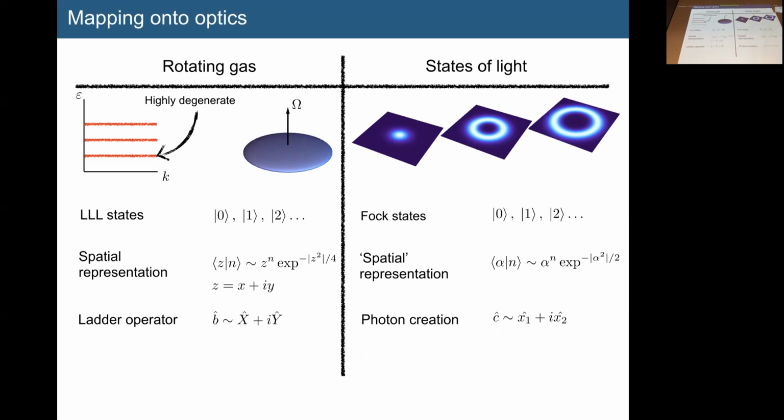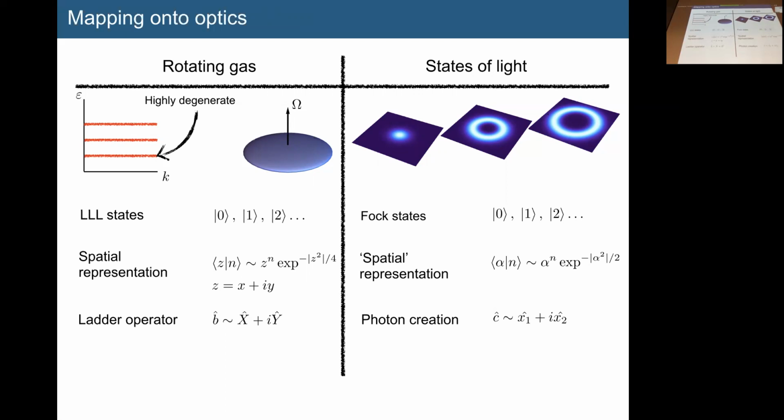Okay. And the rough structure of this analogy is that in the lowest Landau level, for example, I have a set of states labeled by some quantum number. They have some spatial representation, which, if I work in the symmetric gauge, which is sort of the natural gauge to use in a rotating system, simply looks like some power of z, where z is just the complex position, x plus iy, multiplied by some Gaussian. And I can move between these states using a ladder operator constructed out of the center of mass x and the center of mass y.